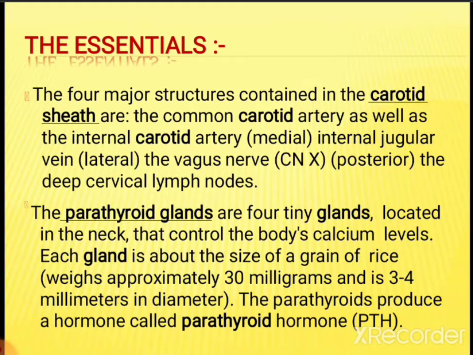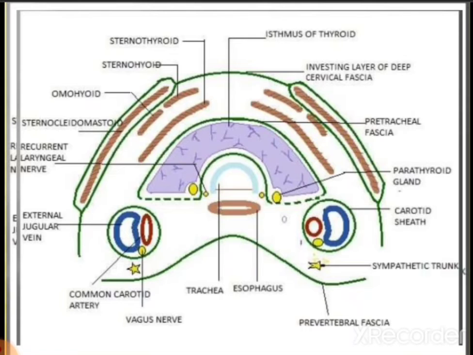So parathyroid glands, these are the 4 tiny glands which are located in the neck and they control the body's calcium level. Each gland is about the size of a grain of rice and measures about 3 to 4 millimeters in diameter and 30 milligrams in weight. The parathyroid glands produce hormone known as parathyroid hormone. So here, this is the transverse section of the neck, and here we can see the location of the parathyroid gland.